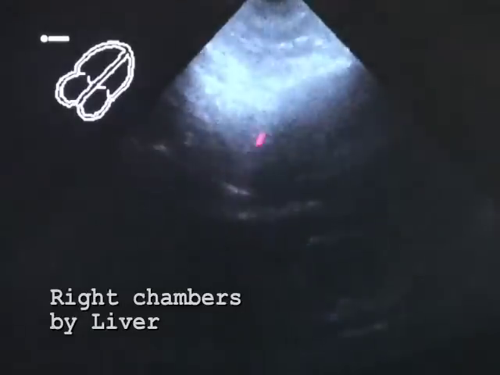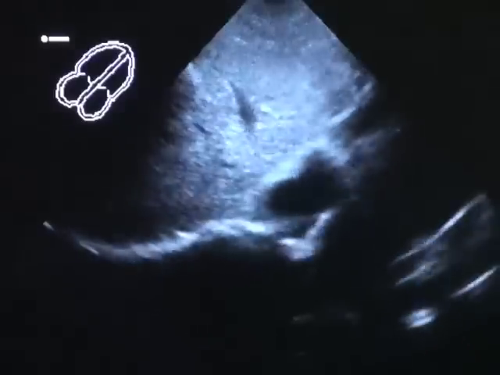The chambers that are next to the liver will be the right heart structures, the right atrium and the right ventricle. And the structures on the receding edge will be the left ventricle and the left atrium. You can have the patient take a deep breath and hold that to try to push the heart structures closer to the diaphragm.